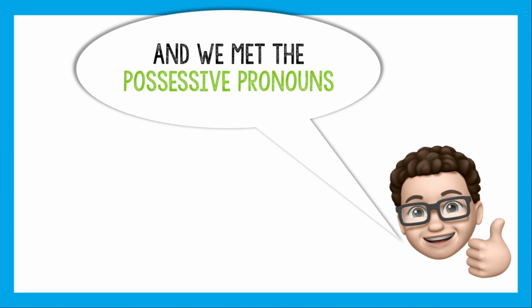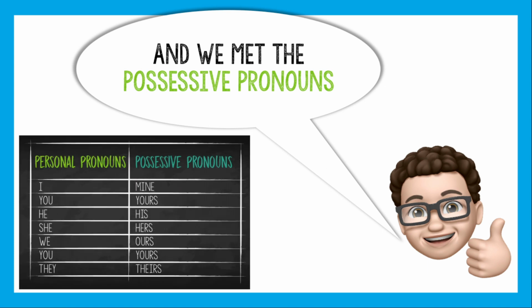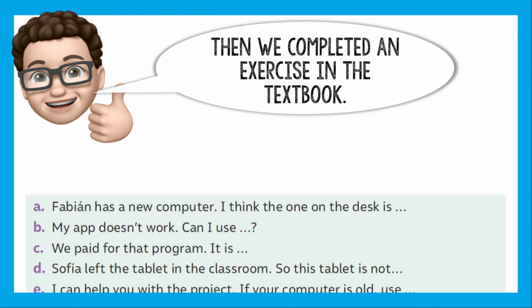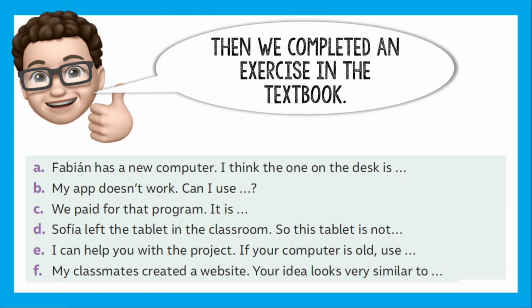And we met the possessive pronouns. Here we have the list of possessive pronouns according to the personal pronoun that you should have in your notebook. And then we completed an exercise in the textbook that now we're going to check. Letter A. Fabian has a new computer. I think the one on the desk is his. Why his? Because we are talking about Fabian. Fabian is a he, so his is the correct possessive pronoun.